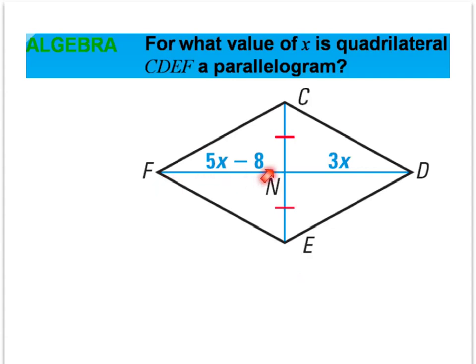So here we want to find a value for x that would actually make this into a parallelogram. What I notice is that we're given diagonals, and we have that FD bisects CE as shown here with these congruent markings. In order for this to be a parallelogram, we must also have congruency on FD. So FN must be congruent to ND. Therefore, CE would be the bisector of that segment. Since those must be congruent, we can simply set up the algebraic expression that FN is equal to ND.